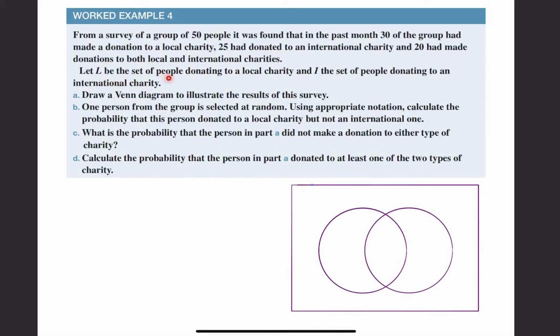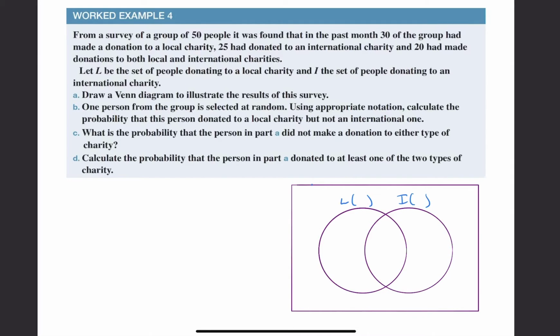Let L be the set of people donating to a local charity, and I the set of people donating to an international charity. Draw a Venn diagram. So this is my Venn diagram, and I'm quickly going to put in the information that they've given before I look at any of the other questions. So I'm going to say this is L, and this is I.